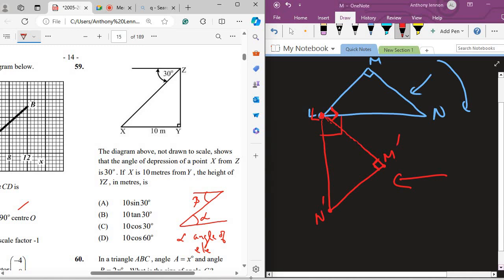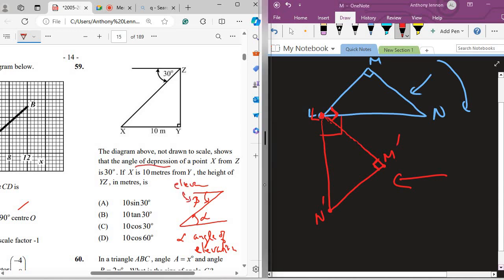I didn't have to say alpha, and I could use a different letter. Whatever angle it is down there, it's elevating, in other words, going up. The one at the top is depressing, going down. Look at where you say from. Typically, where it has the "from" is where the angle is located. From Z. So we're at Z, we're going to have the angle of depression being 30 degrees. Angle of depression. My bad in spelling there.